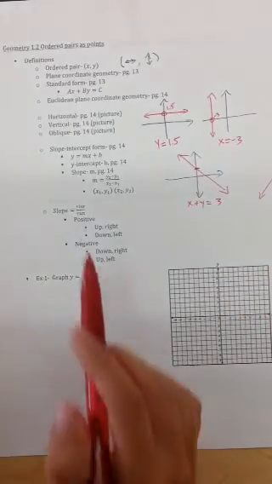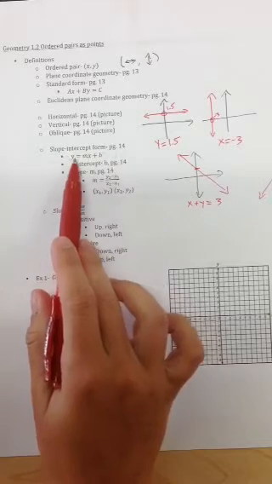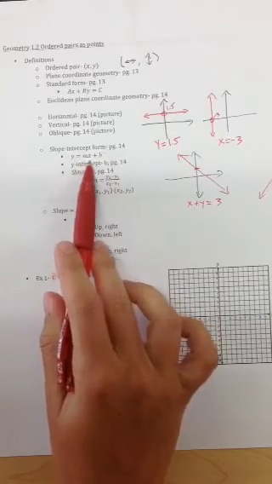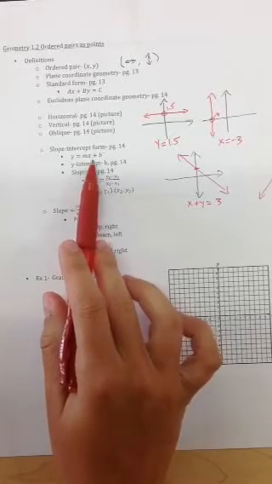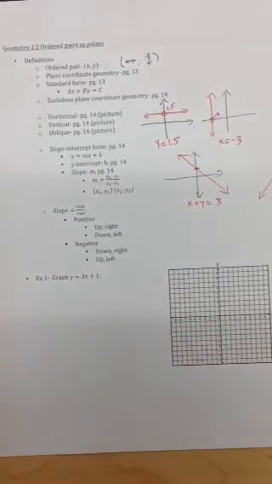But that slope-intercept form, it's always going to be y equals, then your m is always going to represent the slope, then the slope is always going to be with the x, and then it's always going to be plus your y-intercept at the end. Okay, and we'll do some problems related to that as well.